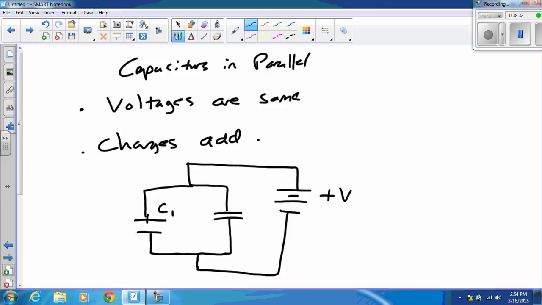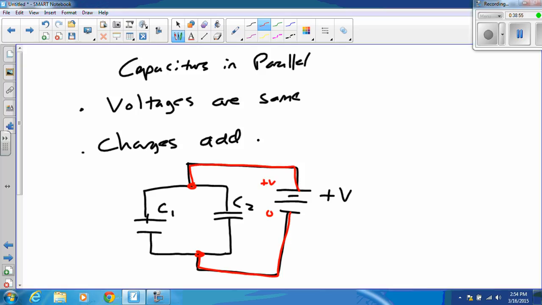So here's my plus V, and here's C1, and here's C2. What I want you to notice is that because these are connected at both ends, they are going to have the exact same voltage at each end as the power supply does. So if this is plus V and that is 0, why is it plus V and 0?